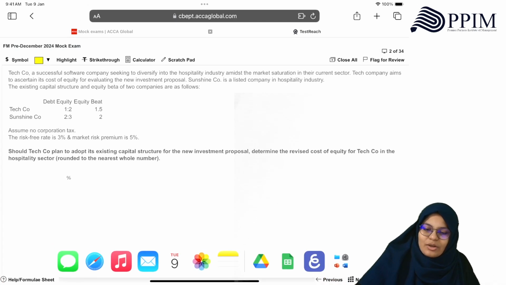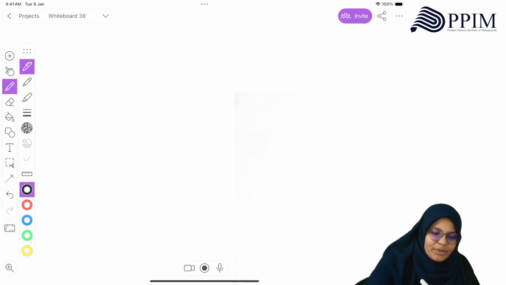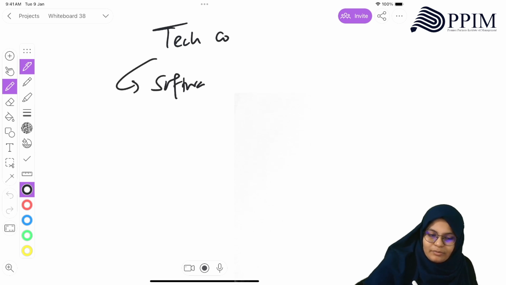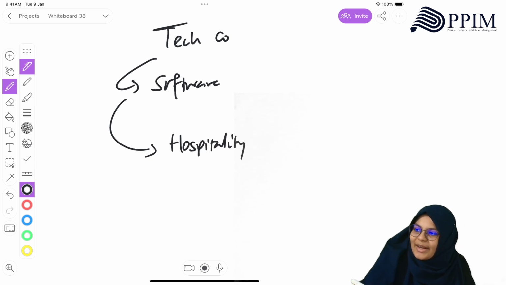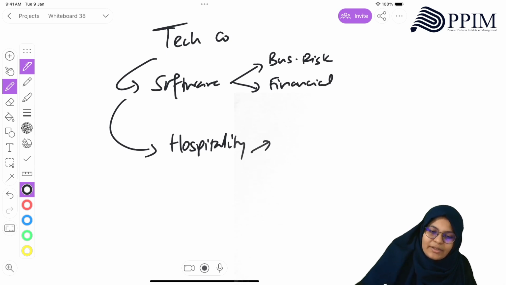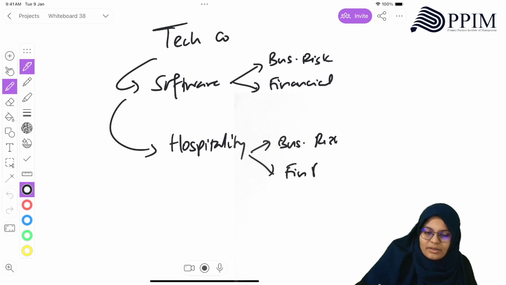So I have explained this almost every day in our revision. Okay, I'll go through it once more as well. So there is a company called Tech Company. They are currently in software. They want to diversify into hospitality. Okay, we know that software and hospitality, both those industries, they have what we call the business risk as well as the financial risk. Hospitality also has the same business risk and the financial risk.